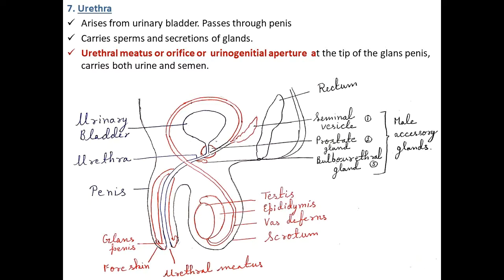Means the urethra here carries the sperms as well as the urine also. That is, only one aperture is there for urine as well as for the sperm. So again in this diagram you can have a look, on the side the seminal vesicle is shown. At the back is the digestive system, a part is shown: rectum and the anus.